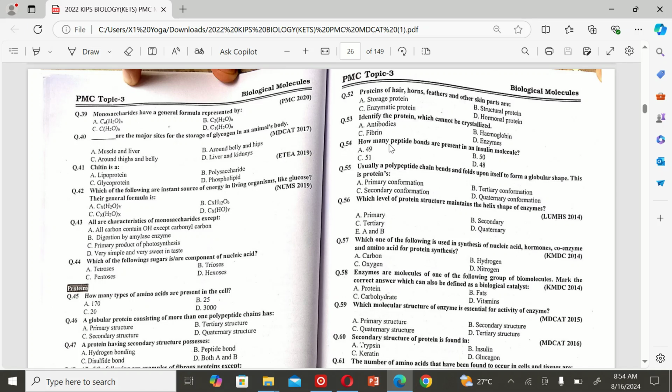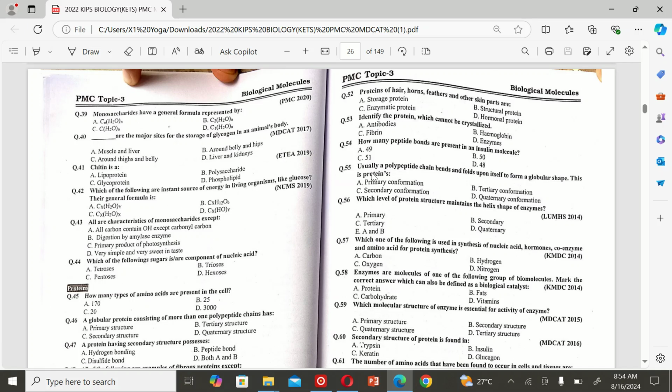The next MCQ is: how many peptide bonds are present in an insulin molecule? A, 49, B, 50, C, 51, and D, 48. So the correct option is A, 49.